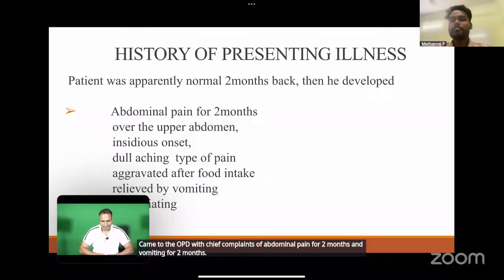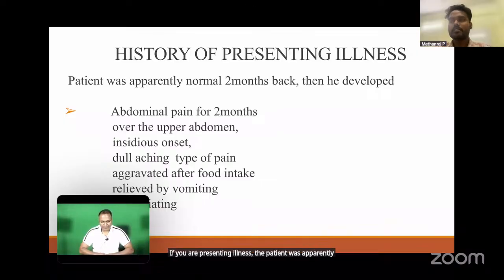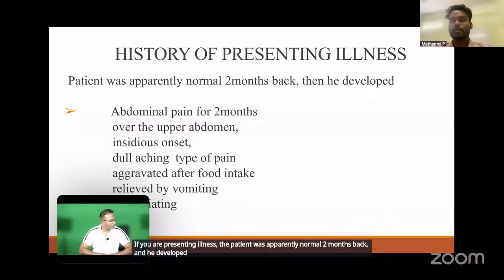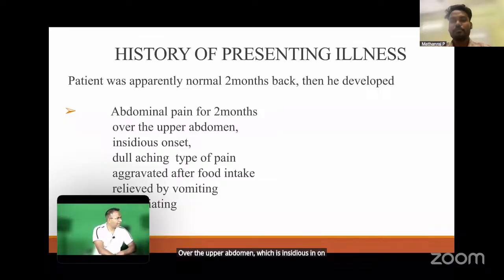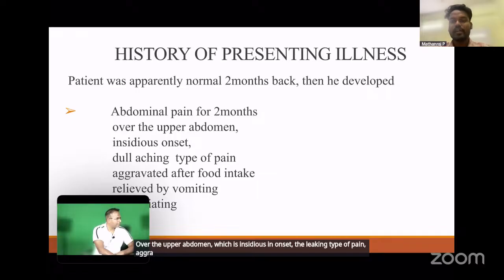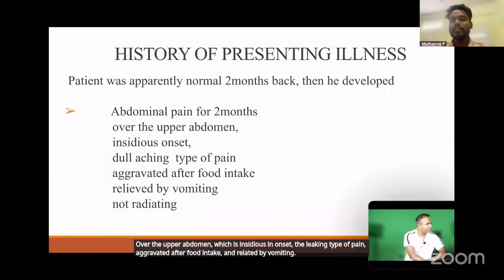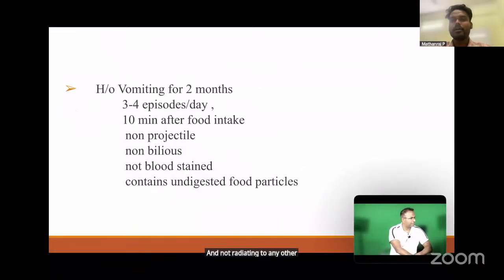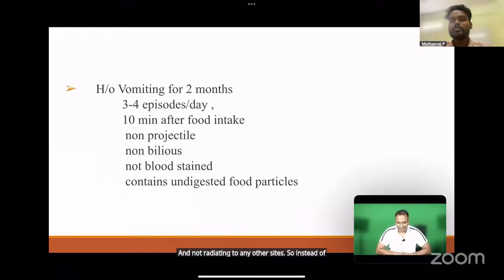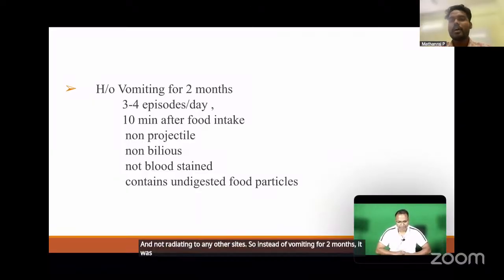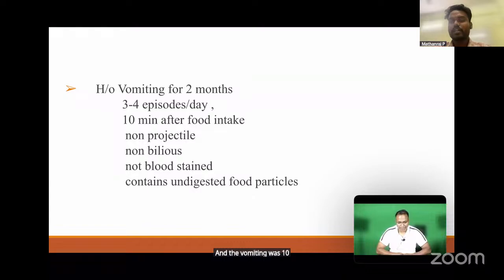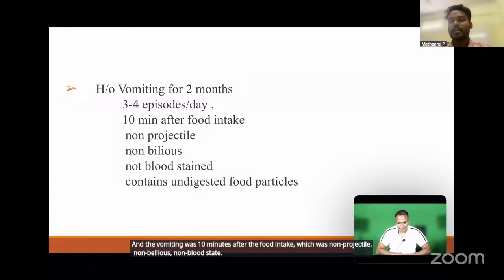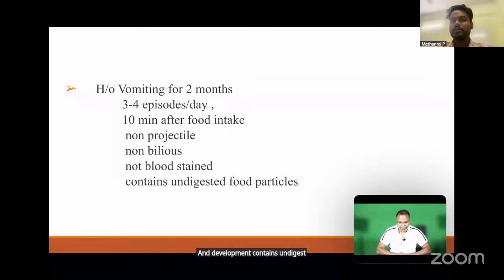History of presenting illness: the patient was apparently normal 2 months back, and he developed abdominal pain over the upper abdomen, which is insidious in onset, dull aching type of pain, aggravated after food intake and relieved by vomiting, and not radiating to any other sites. The vomiting was 3 to 4 episodes per day, 10 minutes after the food intake, non-projectile, non-bilious, non-blood stained, and the vomit contains undigested food particles.